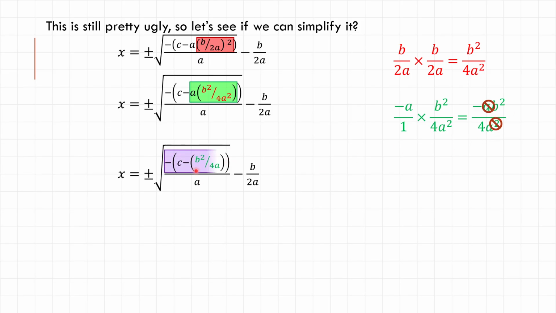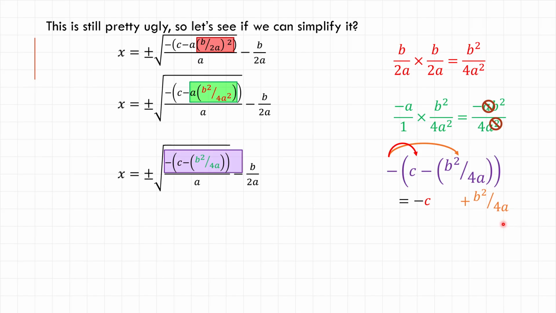Now I'm going to look at the entire numerator, and I'm going to distribute this negative to all the terms that are inside here. So negative 1 times c is negative c, and negative 1 times negative b squared over 4a is positive b squared over 4a.